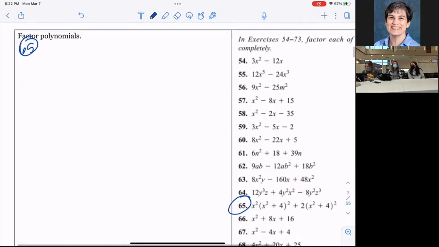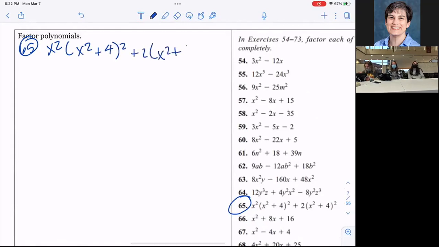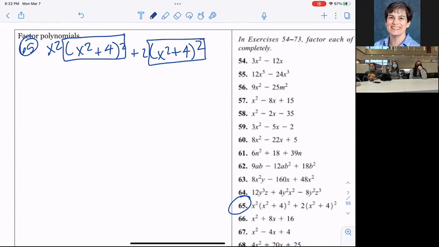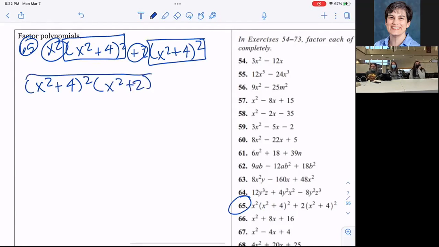We have x squared plus 4 squared plus 2 times x squared plus 4 squared. So when we look at this, we can actually factor out these x squared plus 4 squared, and then we have these left over. So that's just gonna give us an x squared plus 4 squared times x squared plus 2. And this is our answer.